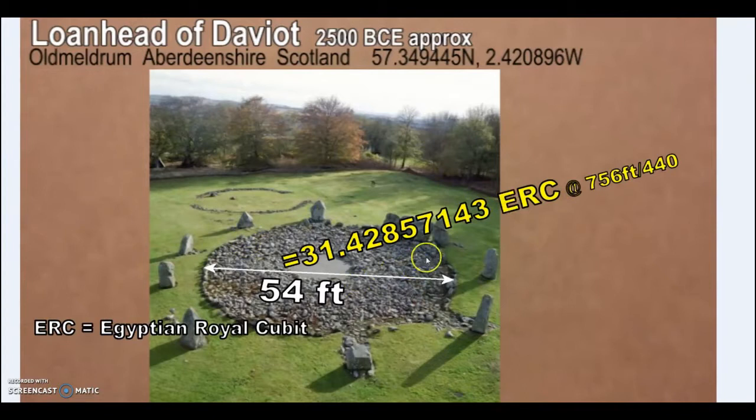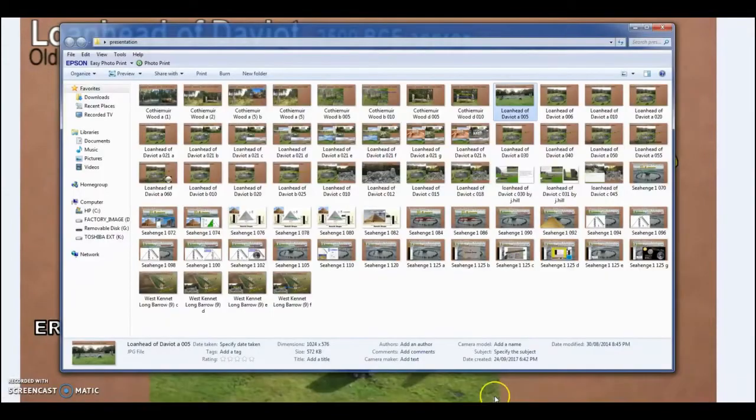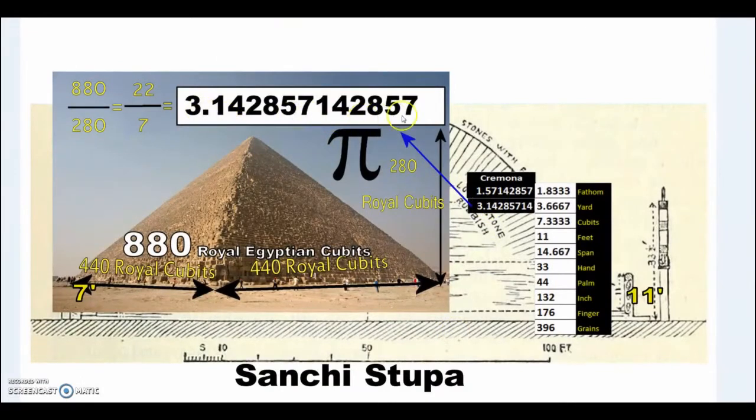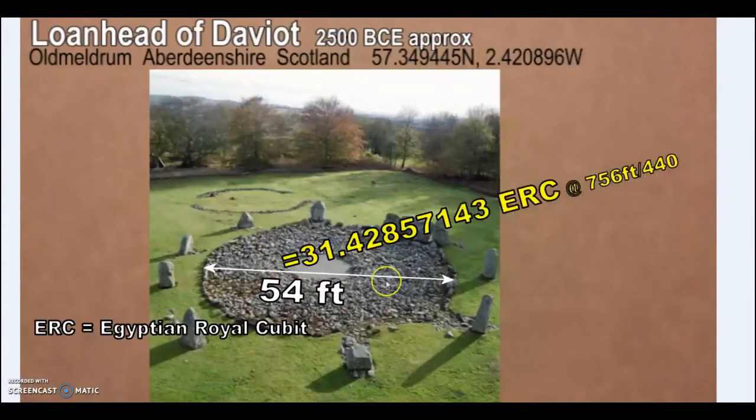But just before we go on, 31.42857.1. As a reminder, I mentioned that earlier back towards Sanchi Stupa. There it is. There it is again. You'll see this appearing a lot now. It will vary from proportion, but it also appears in measurement, in this case in Cremona over in Sanchi. But back to the lone head of Davyat.